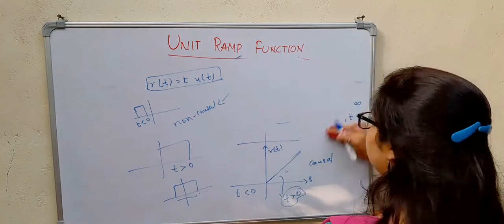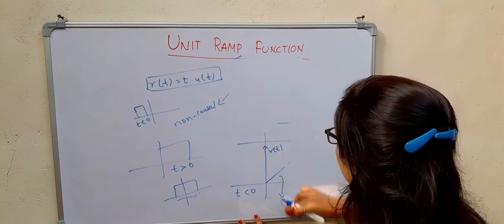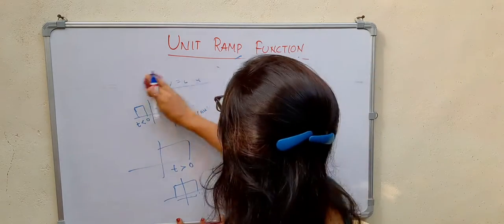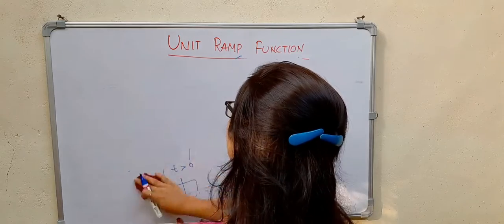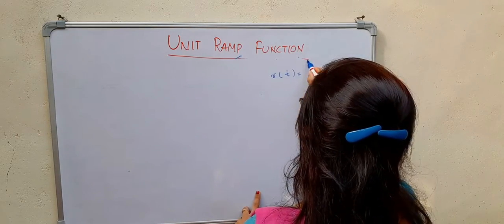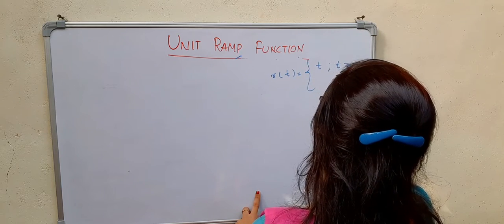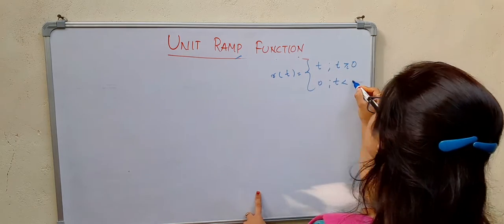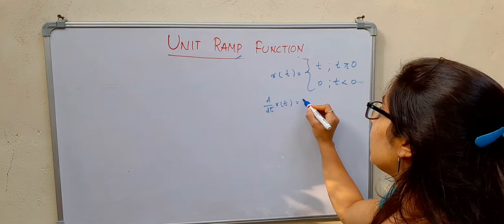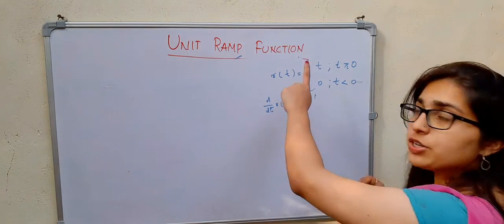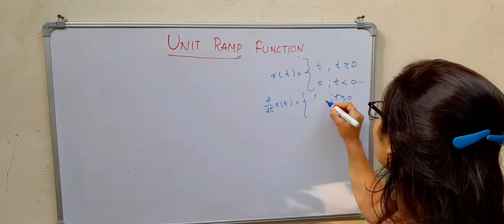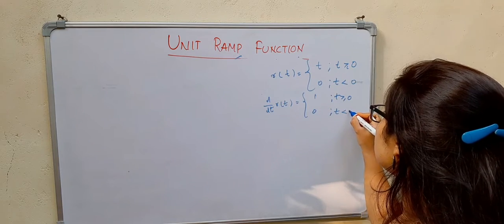Next we will consider what happens when I integrate the ramp function and differentiate the ramp function. See, r of t is equal to t for t greater than or equal to 0, and 0 for t less than 0. Now if I consider d by dt of r of t, that is equal to 1. Differentiation of t with respect to t is 1, that is for t greater than or equal to 0, and 0 for t less than 0.